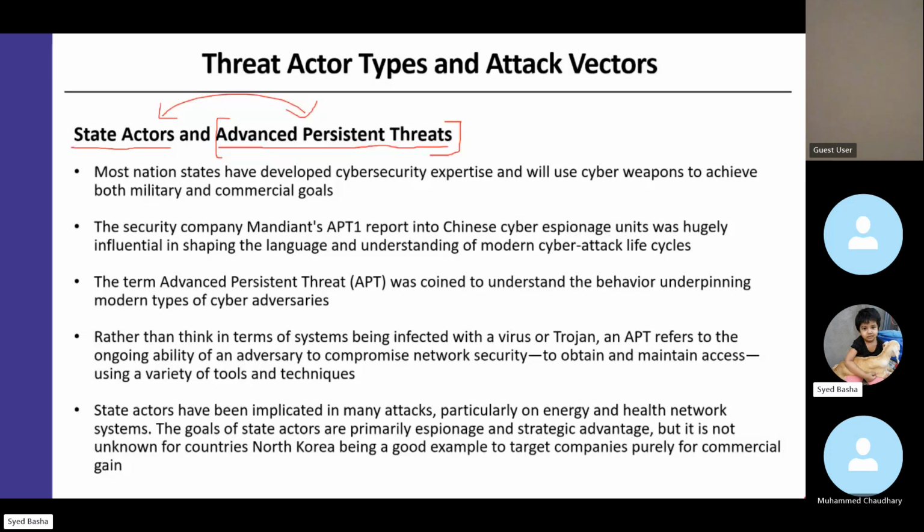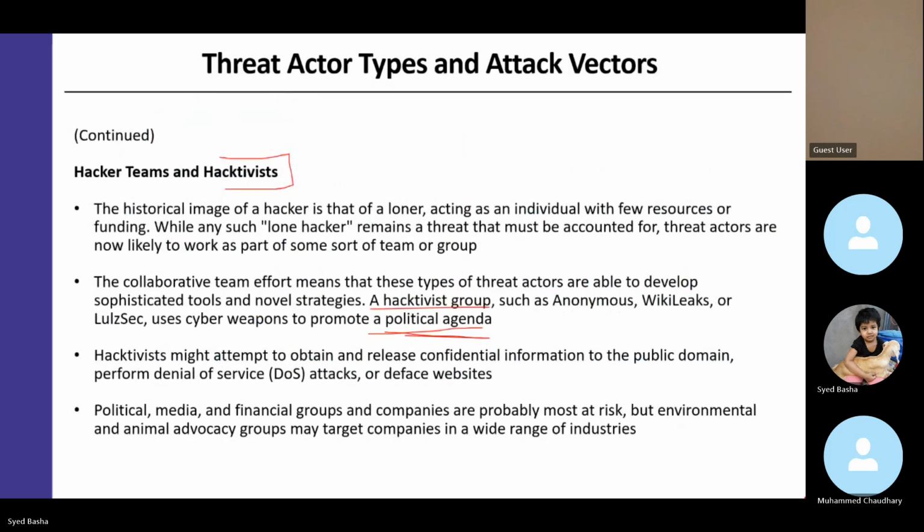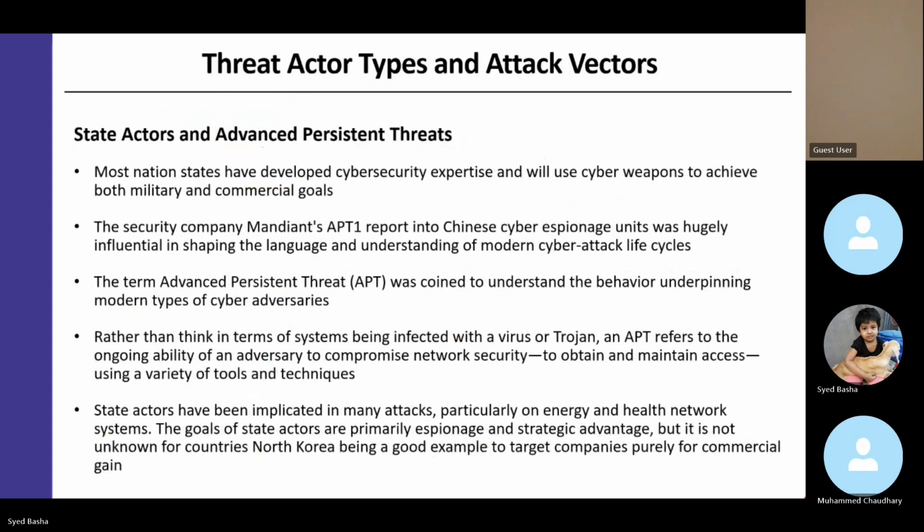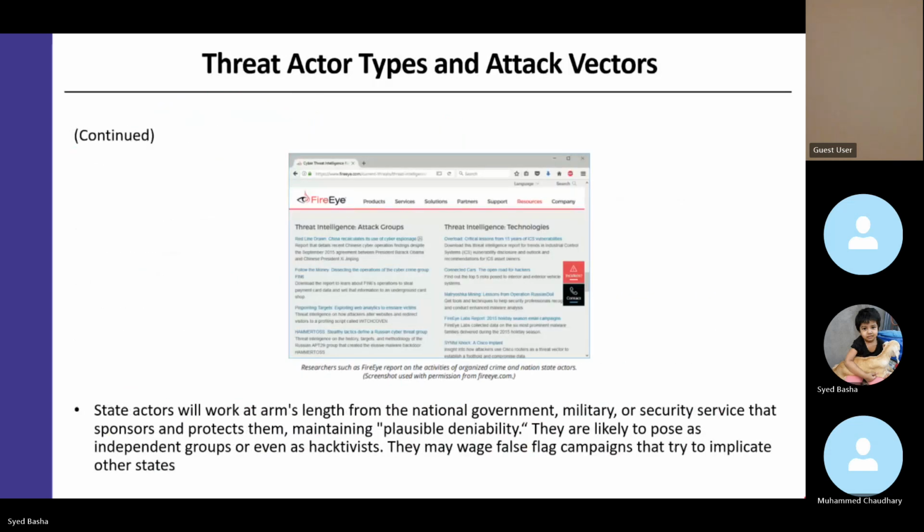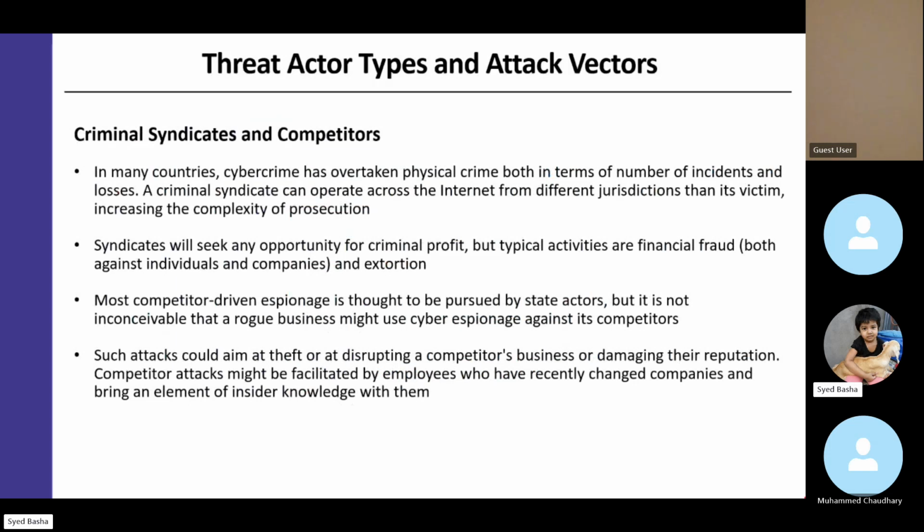So see, now it's so interesting, right? Because we are discussing the threat, the nation state, advanced persistent threat, funded by government. There are some hackers who are funded by companies. It's there everywhere. Next one is FireEye. This is where you can see the threat intelligence. I'm going to show you in detail. And there are again criminal syndicates and competitors.